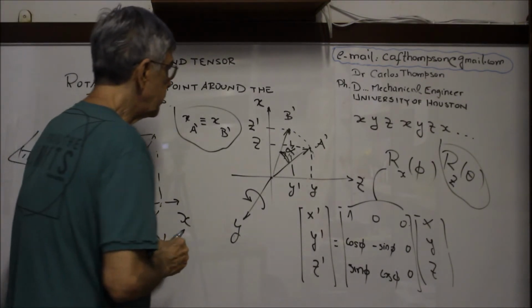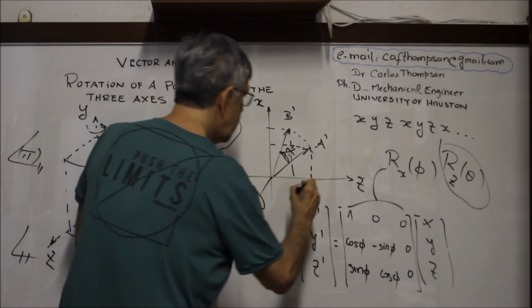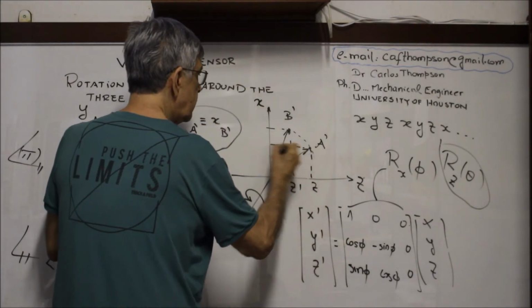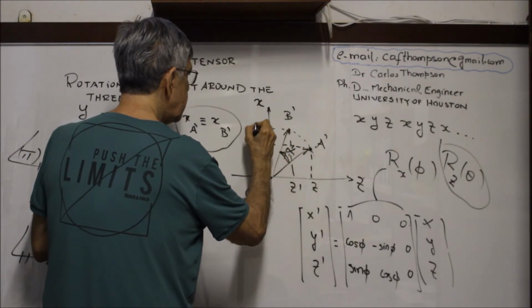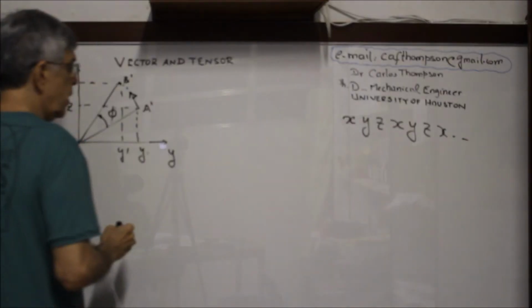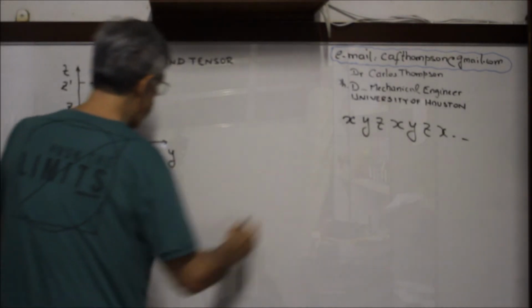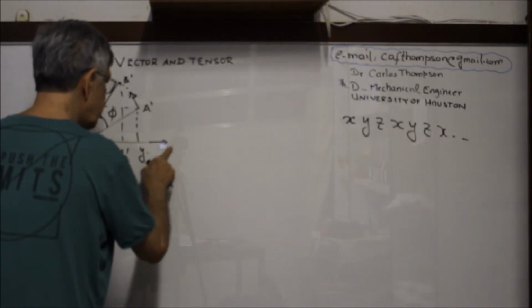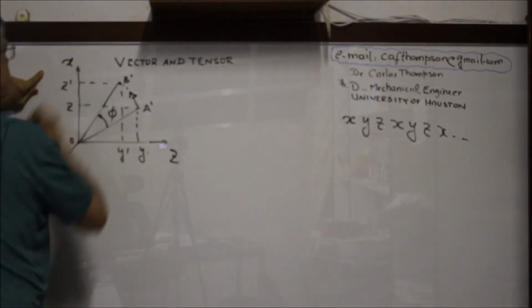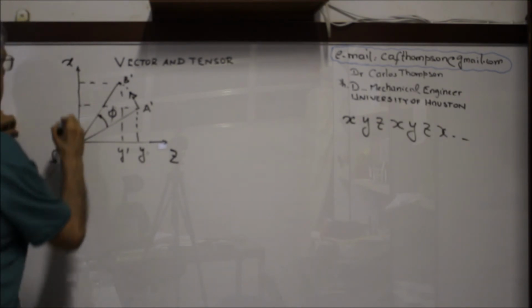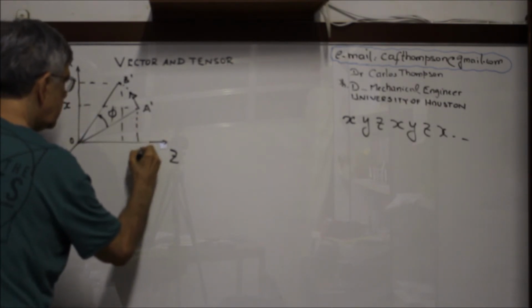Now let's see. Here's my x prime. See, this is my z prime. This is my x. You see x here, point A, xz. B prime, this, x prime z prime. So the rotation around y: after x comes y, after y comes z, and after z comes x. That's my x here. Obviously, this will be x and x prime. Here is z, and this is z prime.